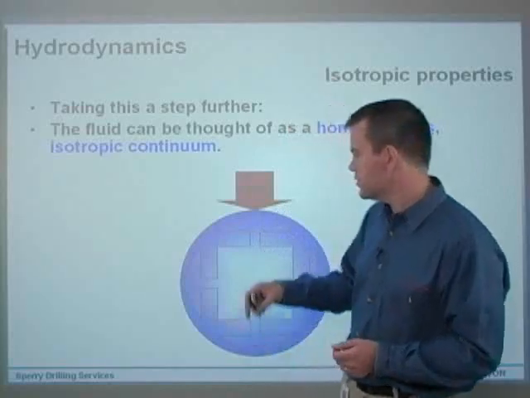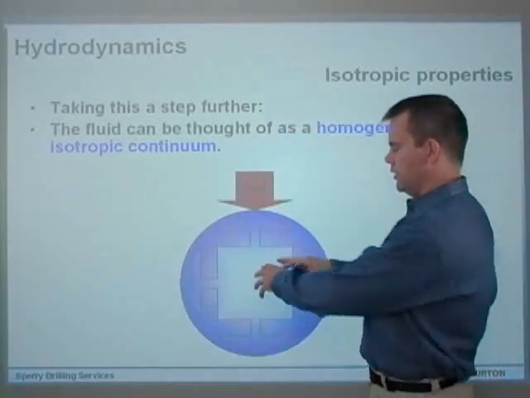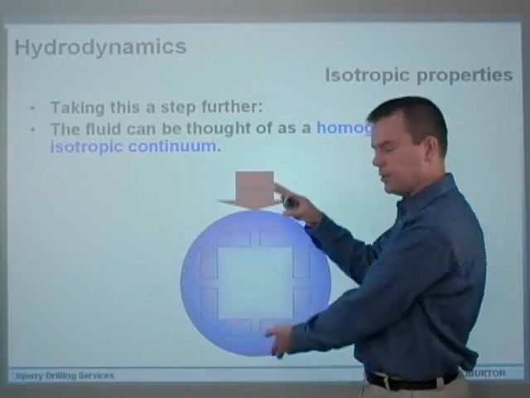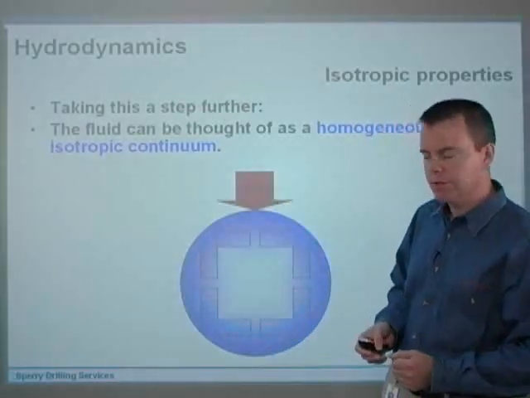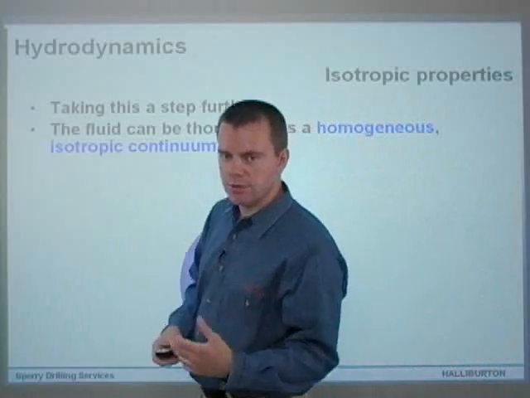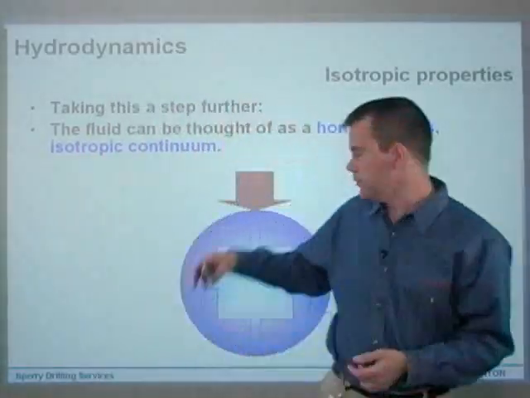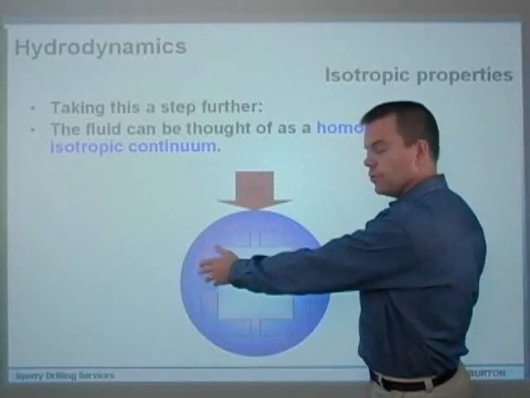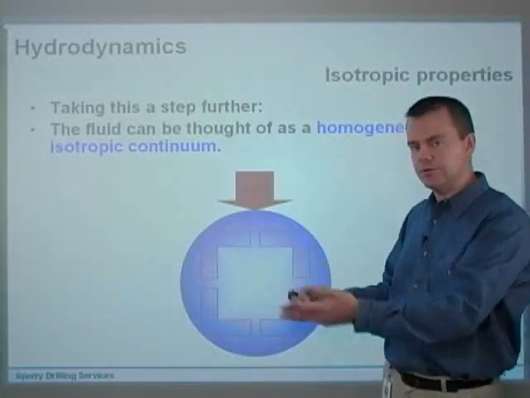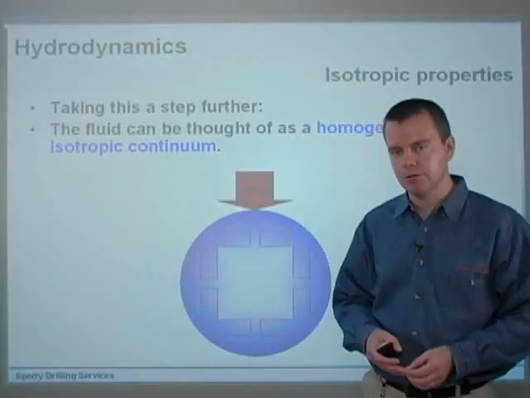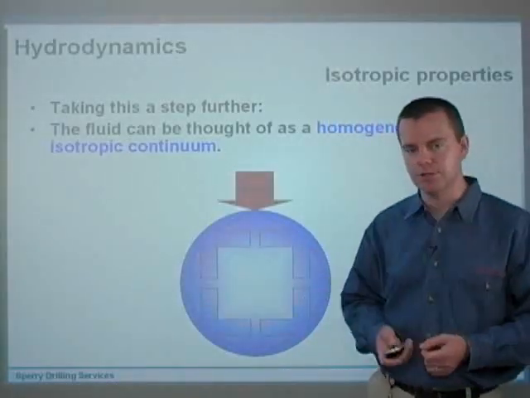Isotropic basically means that if you apply a load here, it will distribute the pressure you're applying throughout the fluid, in all directions equally. Whereas most solids are anisotropic, in that if you applied a load here, it would bulge out more in one direction than in the other. So fluids are isotropic, they're homogeneous, and they're also a continuum.